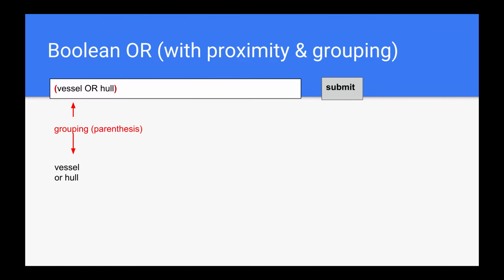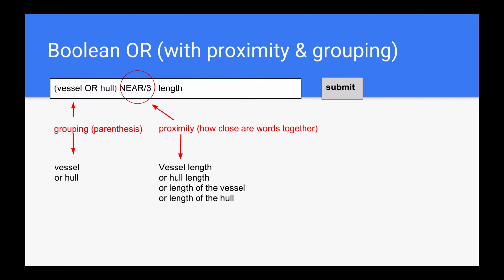Some databases have operators that let you determine proximity, how far apart words in the text are located from each other. Under the help section of this particular database, we learned the keyword for this operator is NEAR, followed by a slash and a number for how close the words have to be. What we are searching for now are documents containing vessel length or hull length or length of the vessel or length of the hull.